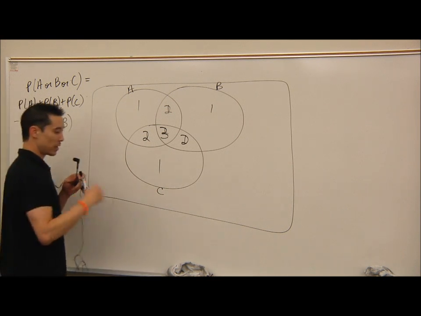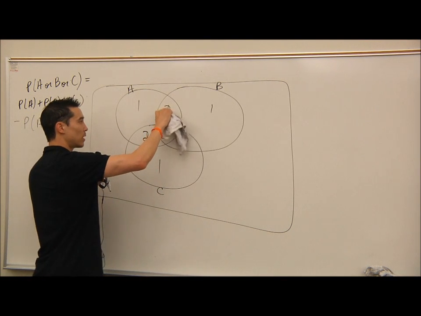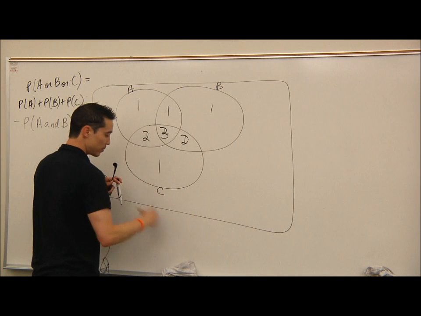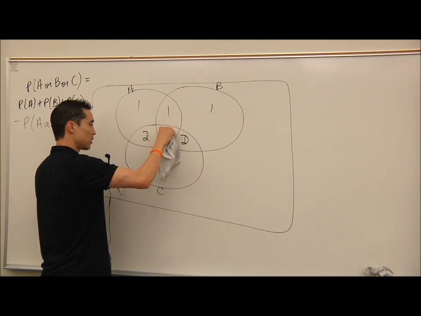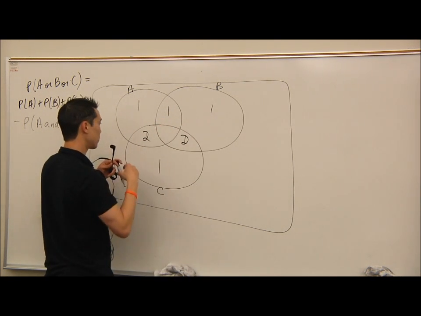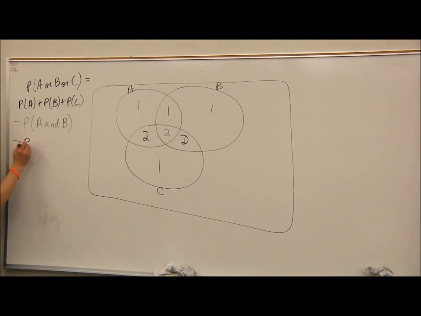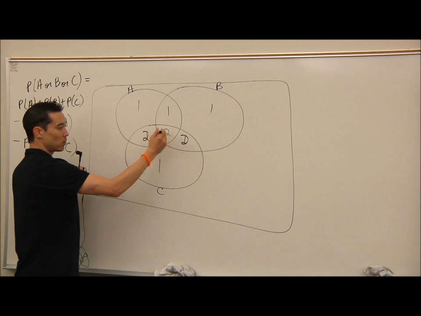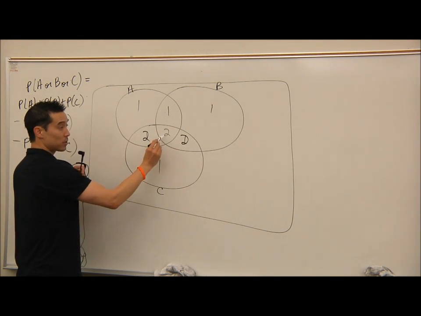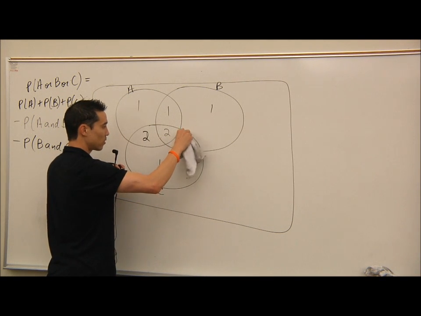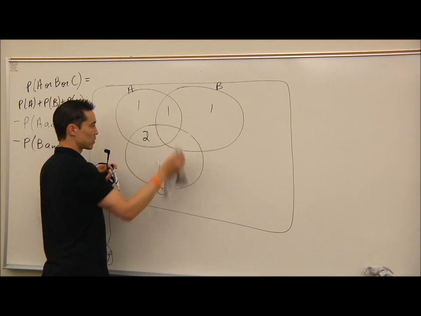Great. So now this 2 becomes a 1, which is perfect because that's what I want. And this 3 becomes a 2. So I'm subtracting off that one little area there. Okay? Now let's subtract off the probability of B and C. So B and C only overlap right here. So this 2 becomes a 1 and that 2 becomes a 1. Great. We're so close to getting a 1 in every spot, which is my goal.